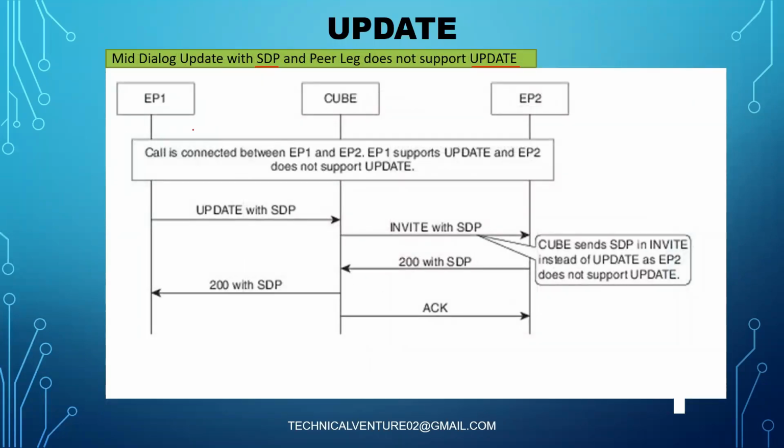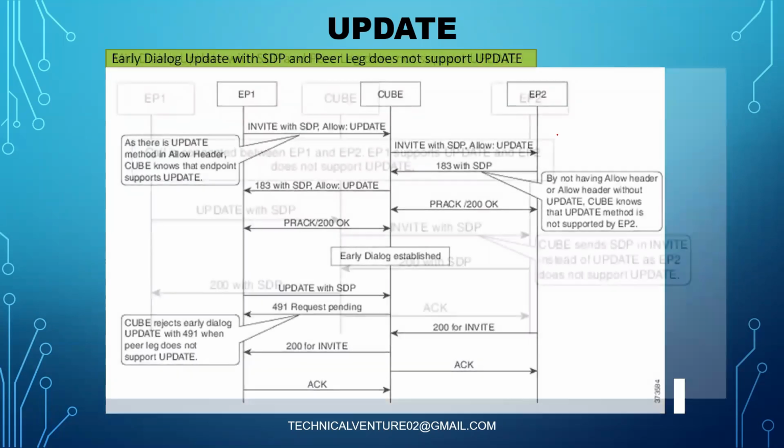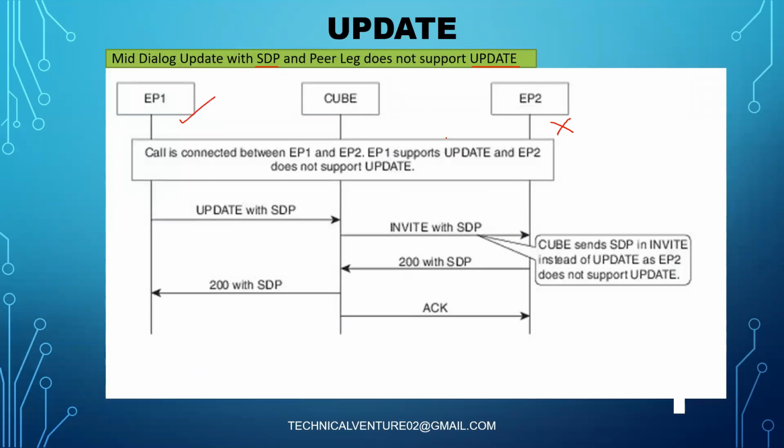So as it says, the call is connected already between EP1 and EP2. EP1 supports update, EP2 doesn't support update, right? The previous one was an early dialog update. This one is a mid dialog update, right? So it sends update with SDP, right?